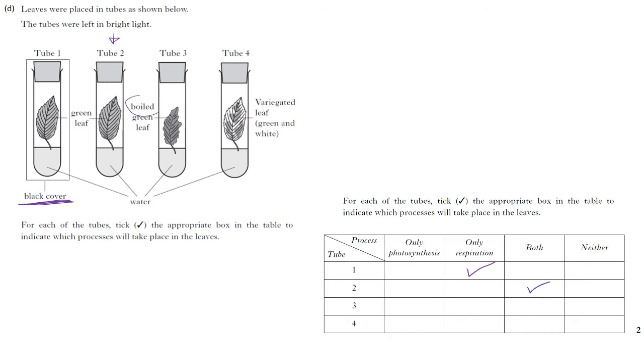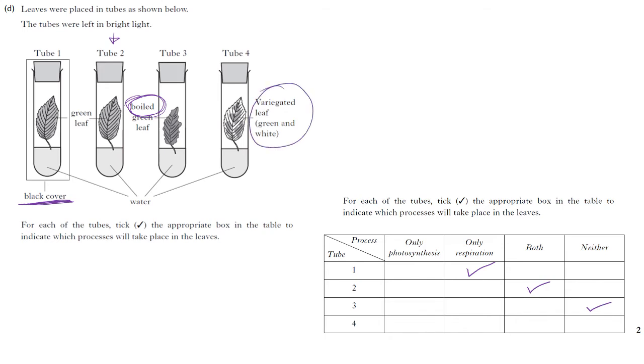Look at this leaf. It's been boiled. What's happening to enzymes when they're boiled? Denatured, active site changes shape. Both respiration and photosynthesis are enzyme controlled. Test tube 3, neither.